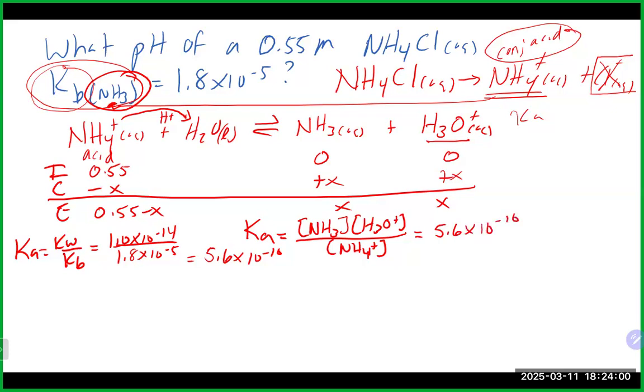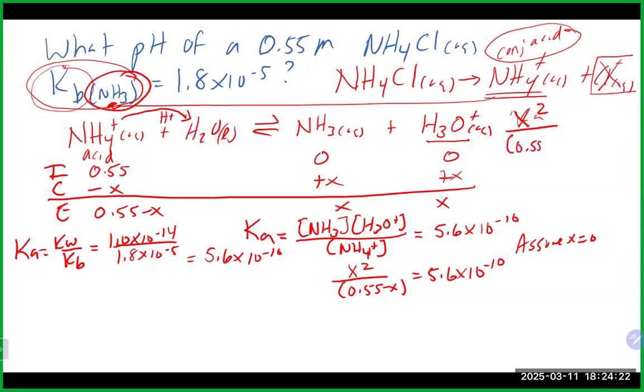We now can put our x's and stuff in here. So x squared over 0.55 minus x equals 5.6 times 10 to the minus 10. Here, obviously, we're going to assume x is approximately 0. That will basically get us x squared divided by 0.55 equals 5.6 times 10 to the minus 10. Like before, we're going to multiply, followed by a square root.